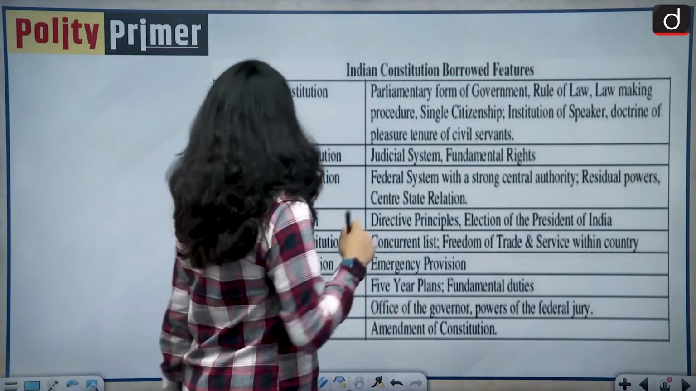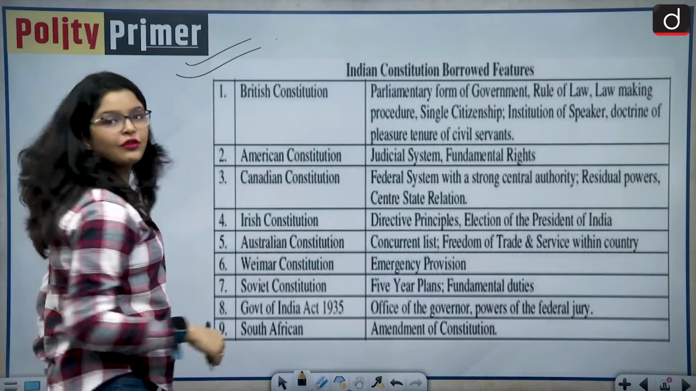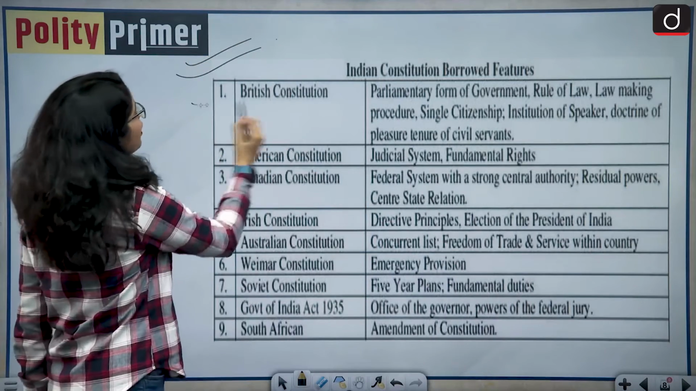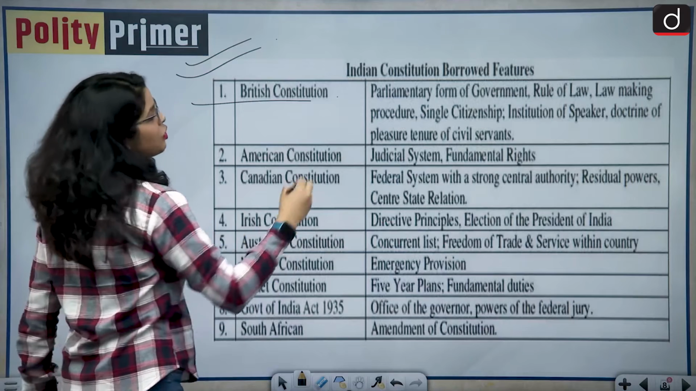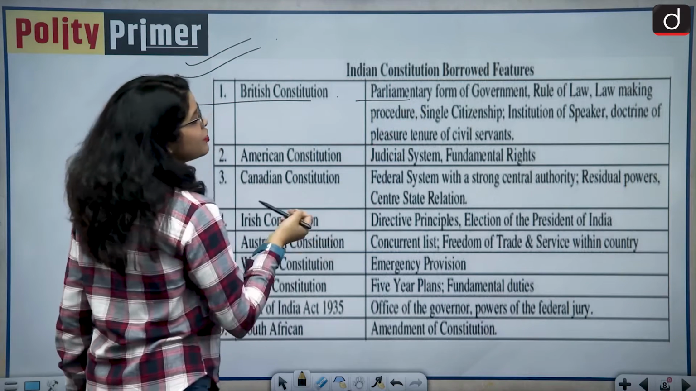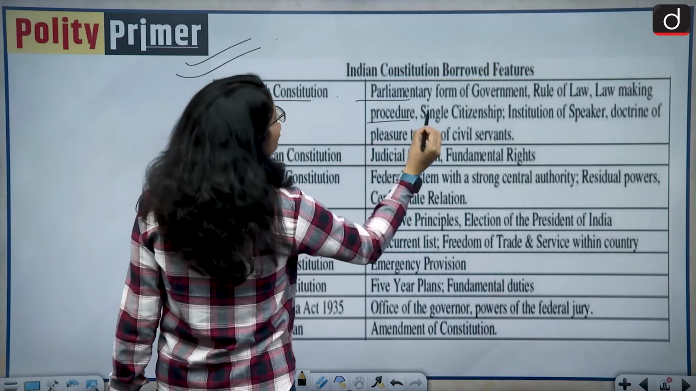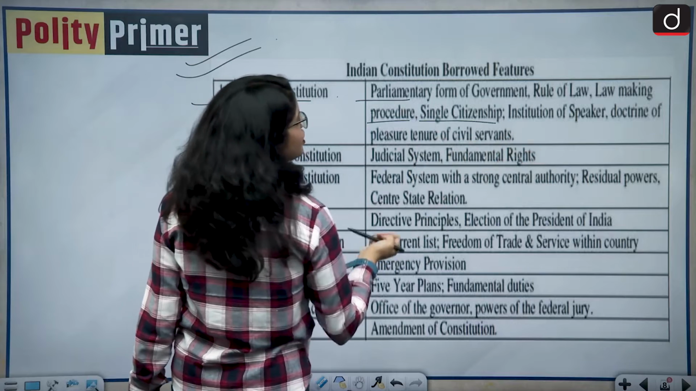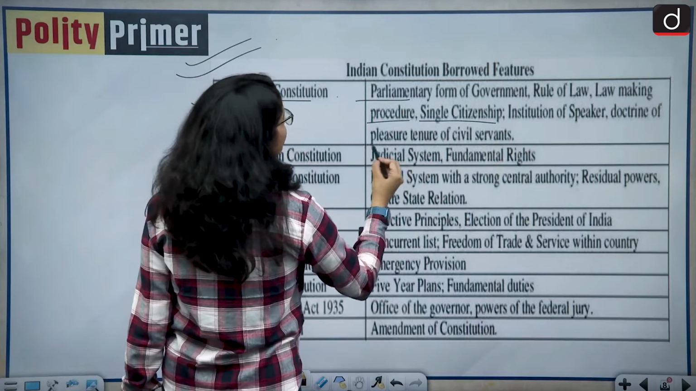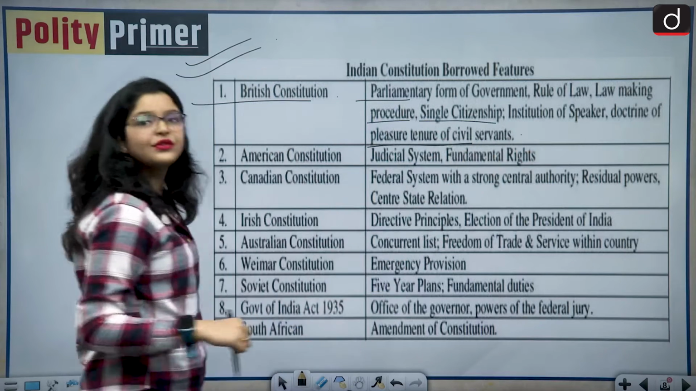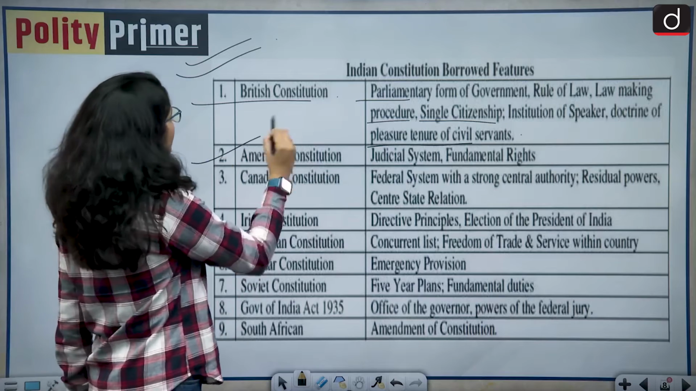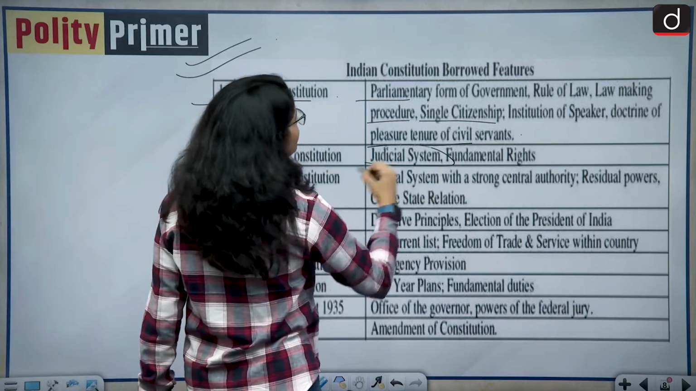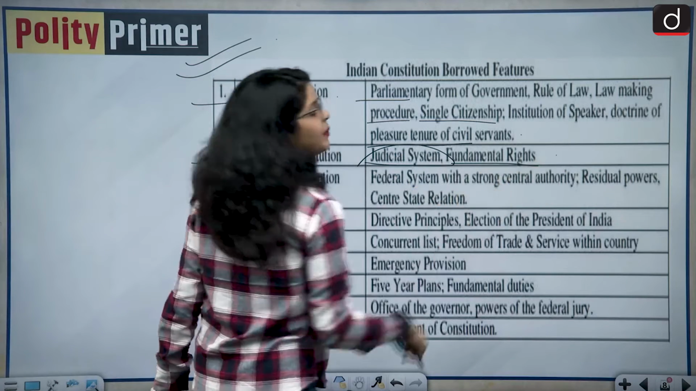Moving forward, this is the bag of borrowing that I was talking about. Okay, so from the British constitution, we have borrowed the parliamentary form of government, rule of law, lawmaking procedure, single citizenship, institution of speaker, doctrine of pleasure, tenure of civil servants, etc. Then from the American constitution, we have borrowed the judicial system and the fundamental rights.